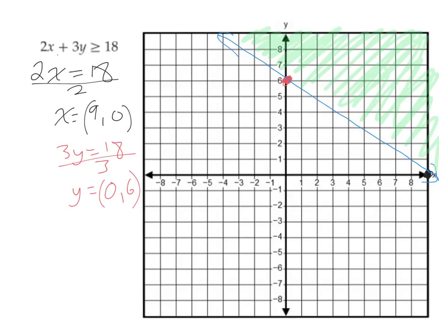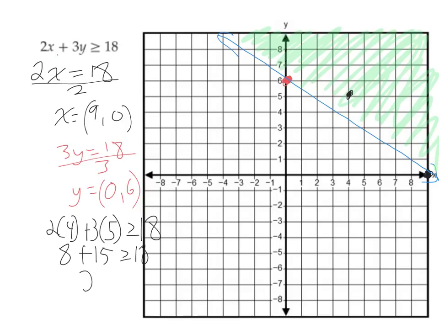So what does that mean? We'll pick a point here in the shaded region, 4, 5. If I plug in 4, 5, 4 is the x, 2 times 4 plus 3 times 5 should be greater than or equal to 18. That gives me 8 plus 15 should be greater than or equal to 18, and it is definitely greater than or equal to 18. It's greater than 18.